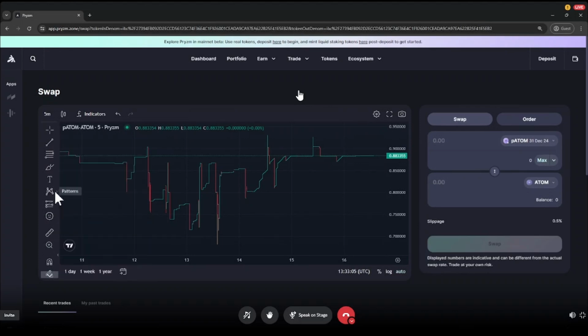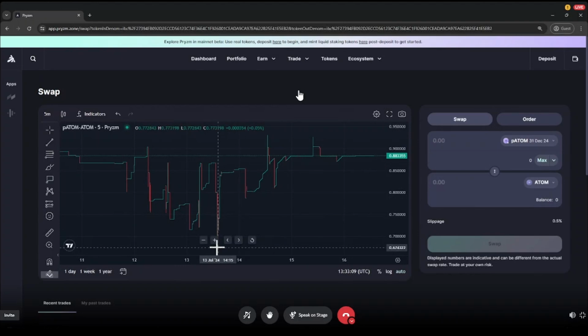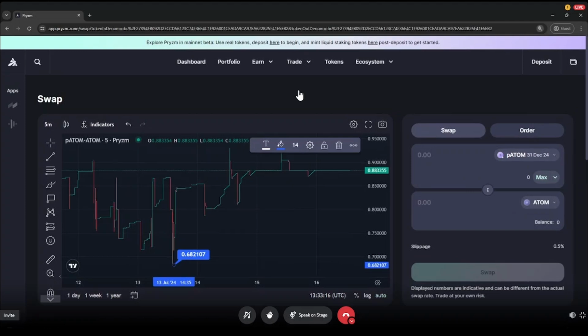Give me 1 second. And there's text, potential, so price label. So someone was able to buy pATOM here at 0.682. So they were able to buy it for 0.682 of an ATOM. So that's a huge discount that they bought pATOM at, knowing that on the 31st of December it's going to be worth 1 ATOM.